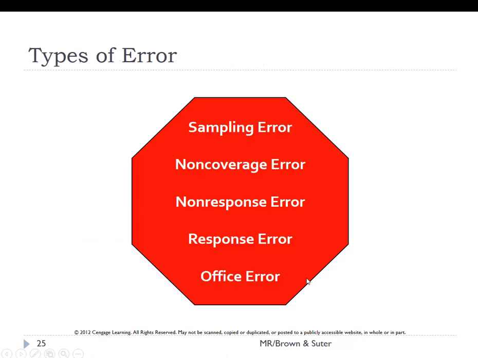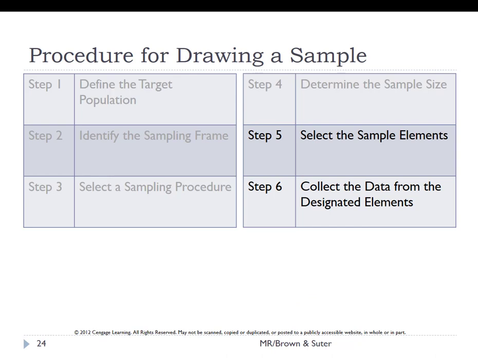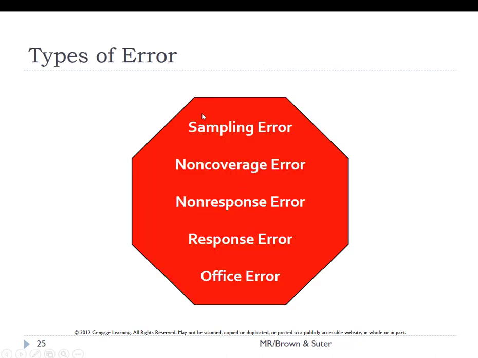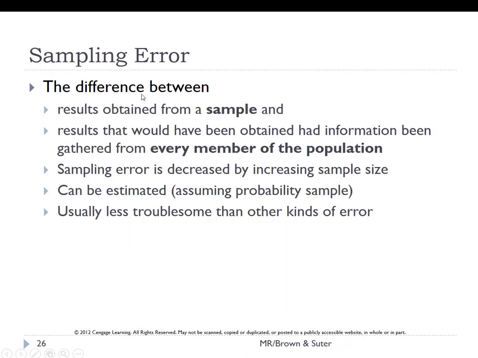So then selecting the sample elements. When we're looking at the elements, we're talking about error. We've got 5 different types of error that we need to think about. The first one is our sampling error. What is the difference between the results we got from the sample and the overall population? That's our sampling error. We can decrease the amount of our sampling error by increasing the sample size. If we use a probability sample, we're better able to estimate how much of a sampling error we're going to have.